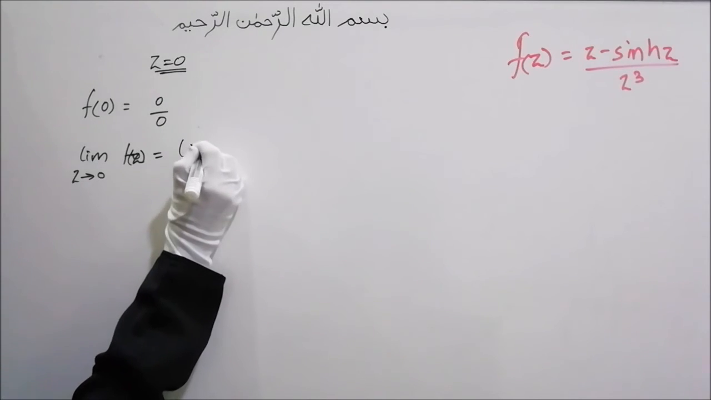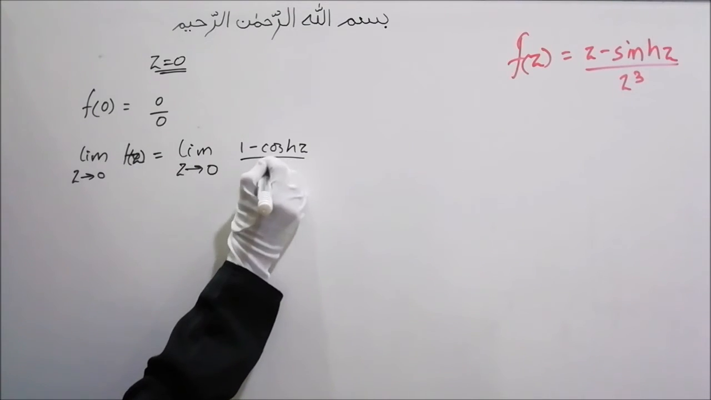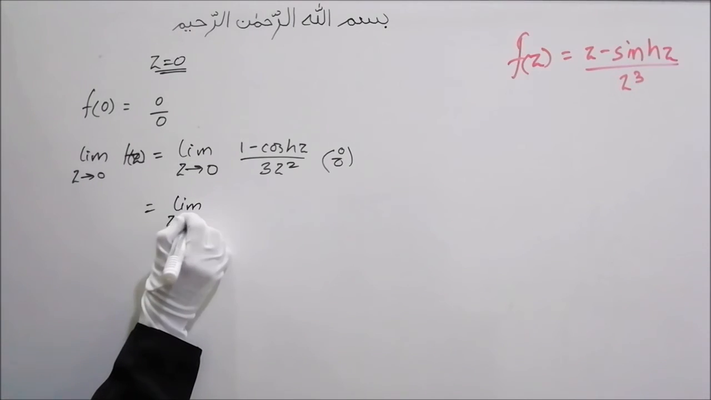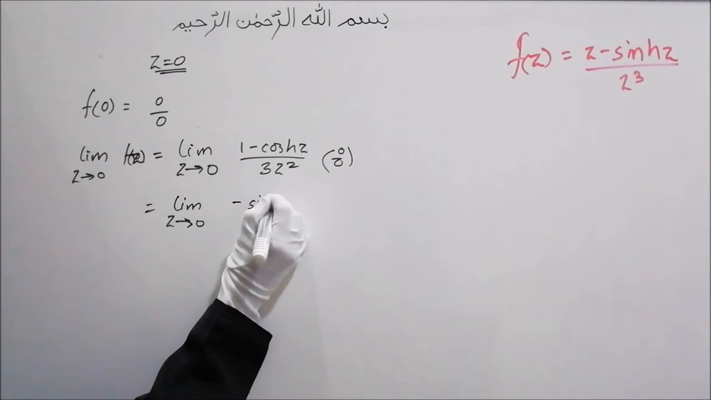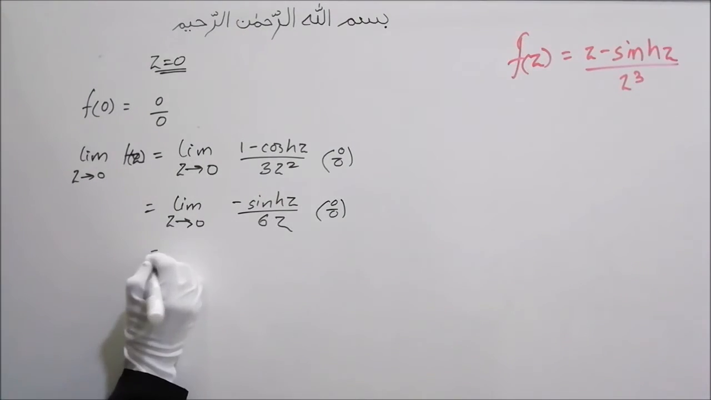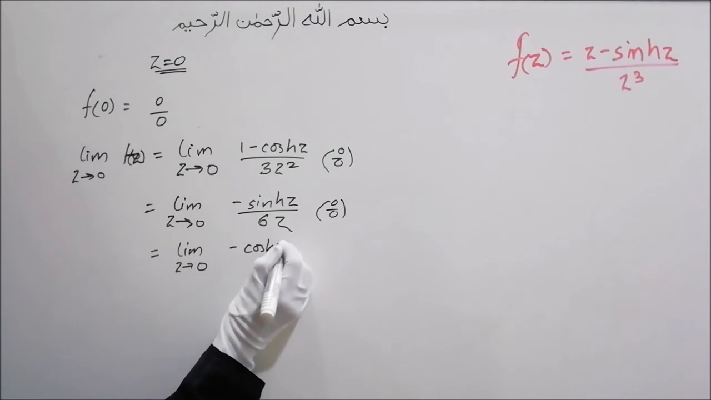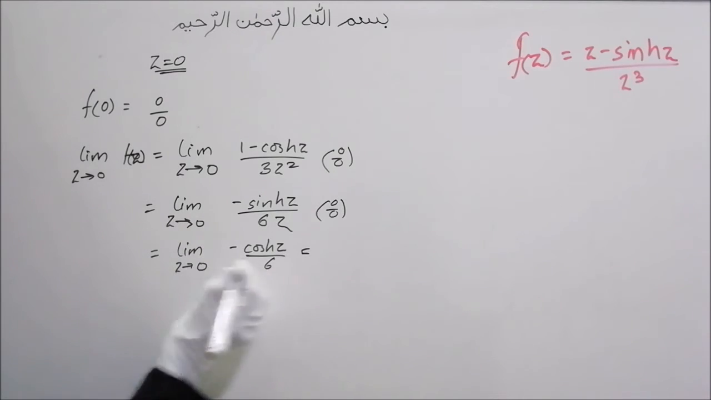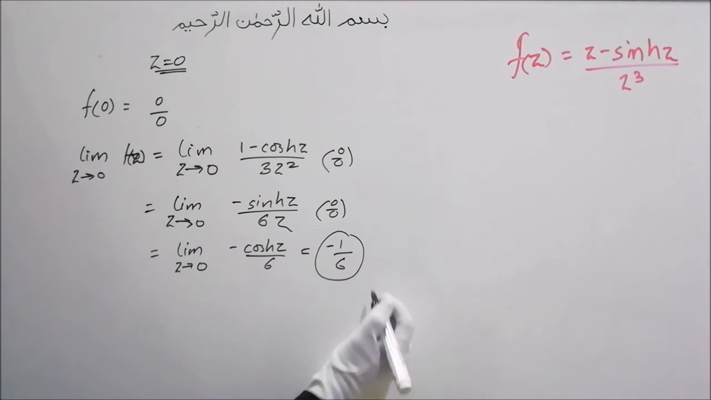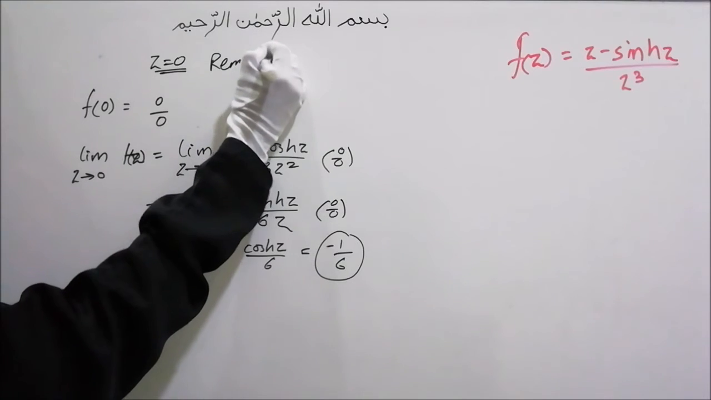I'll use L'Hospital's rule and I'll get limit z tends to 0, (1 minus cos hz) upon 3z squared. This is again 0 by 0, so we'll again use L'Hospital's rule, limit z tends to 0, minus sin hz upon 6z, 0 by 0 form. So I'll use L'Hospital's rule again, limit z tends to 0, minus cos hz upon 6. Now when I put the limit z tends to 0, I get minus 1 by 6. This is a finite value. Therefore we can say that z equals to 0 is a removable singular point.